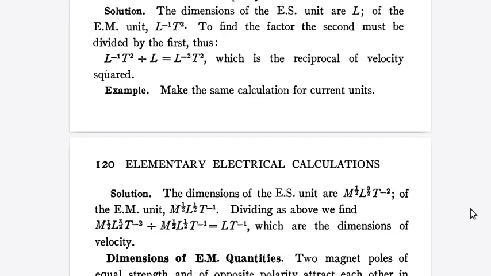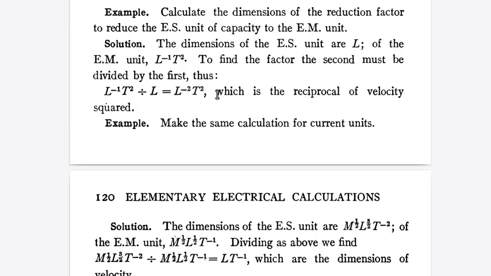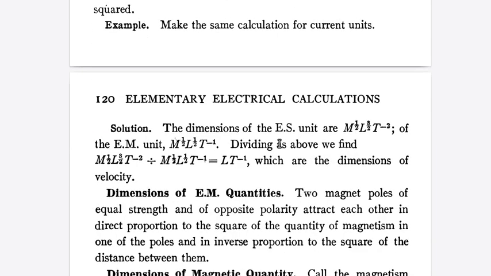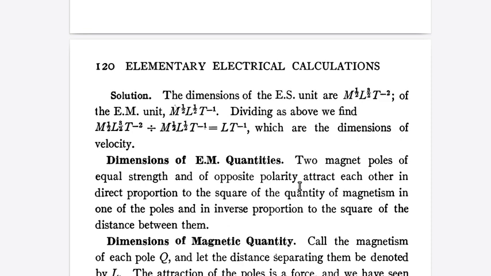Example. Make the same calculation for current units. The dimensions of the electrostatic unit are mass multiplied by length multiplied by time raised to the power of -2. The dimensions of the electromagnetic unit are mass multiplied by length multiplied by time raised to the power of -1. Dividing the electromagnetic dimensions by the electrostatic dimensions gives mass multiplied by length multiplied by time raised to the power of -2 divided by mass multiplied by length multiplied by time raised to the power of -1 equals length multiplied by time raised to the power of -1, which are the dimensions of velocity.